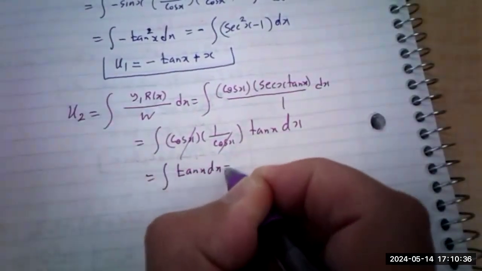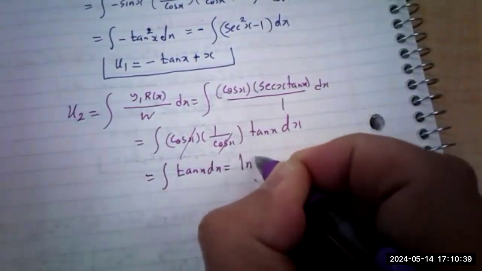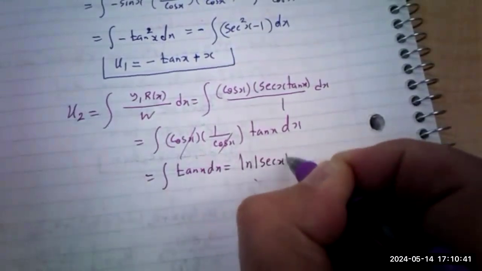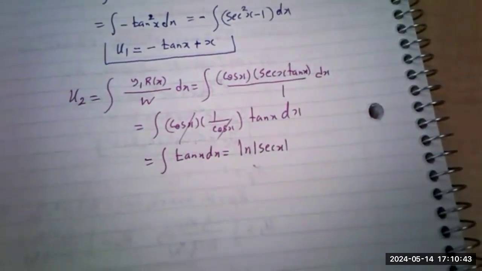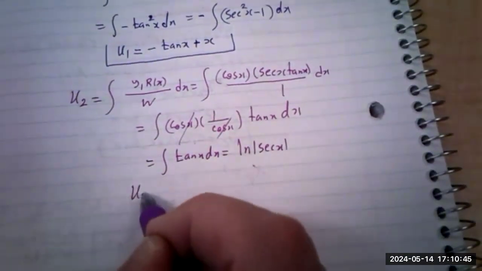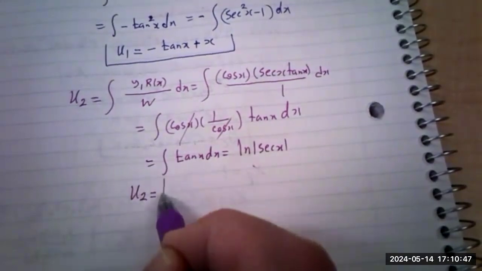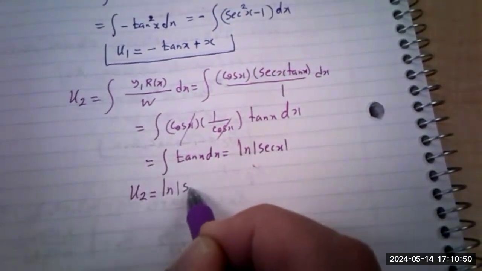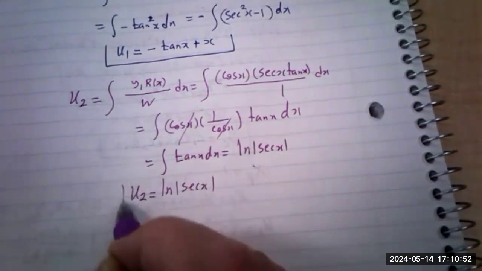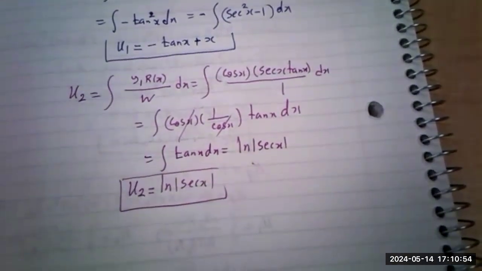Make sure you remember, the integral of a tangent is ln of the absolute value of a secant, and no constant c. So that gives you your u2. So u2 is ln of the absolute value of the secant of x. That's it. That's u1 and u2.